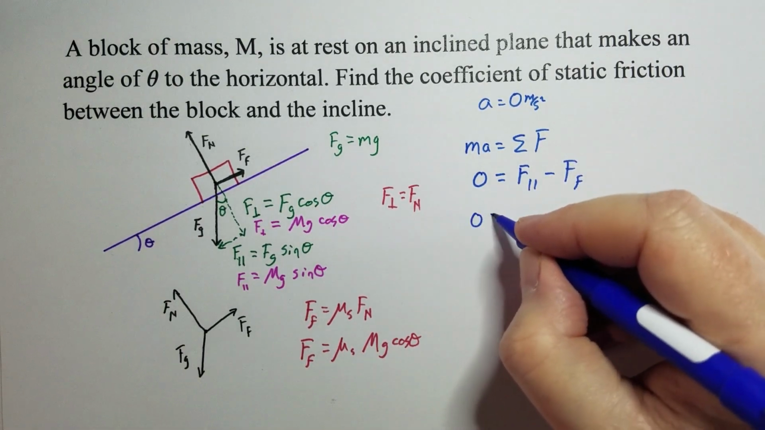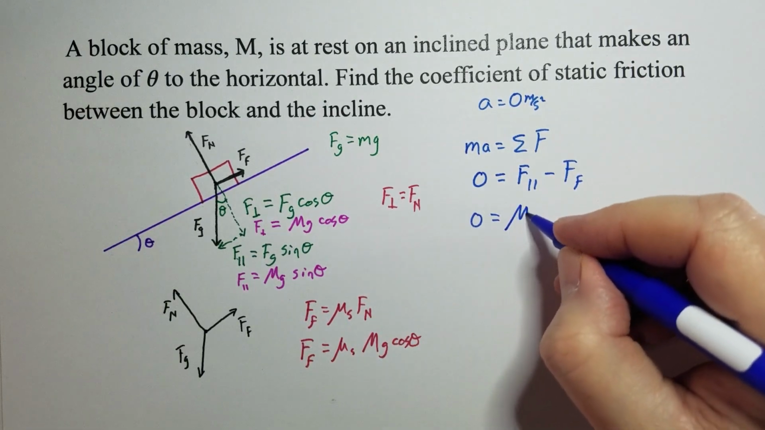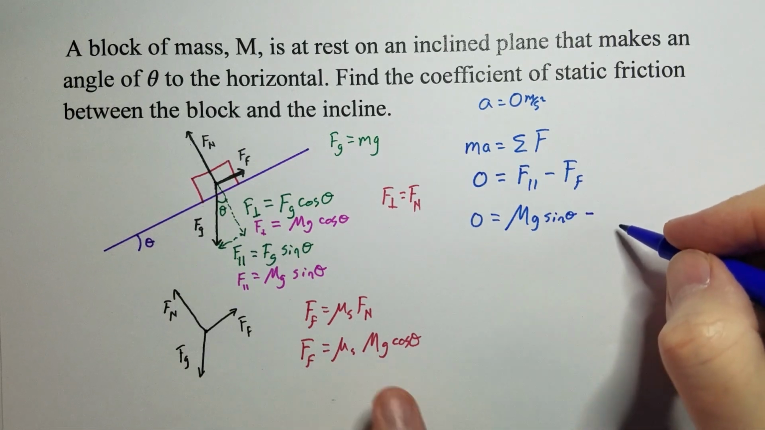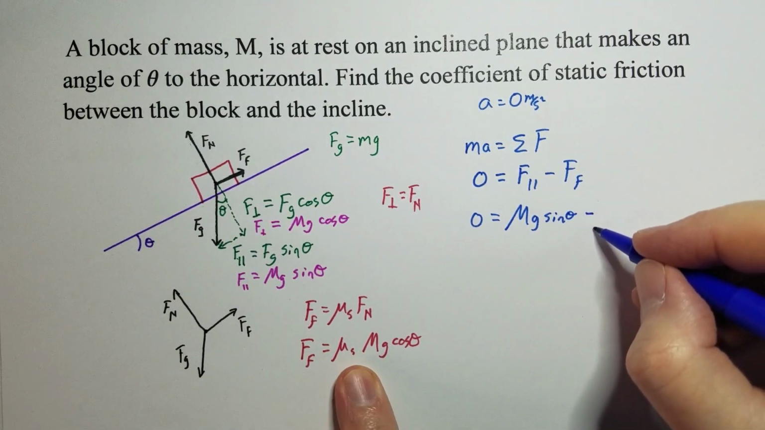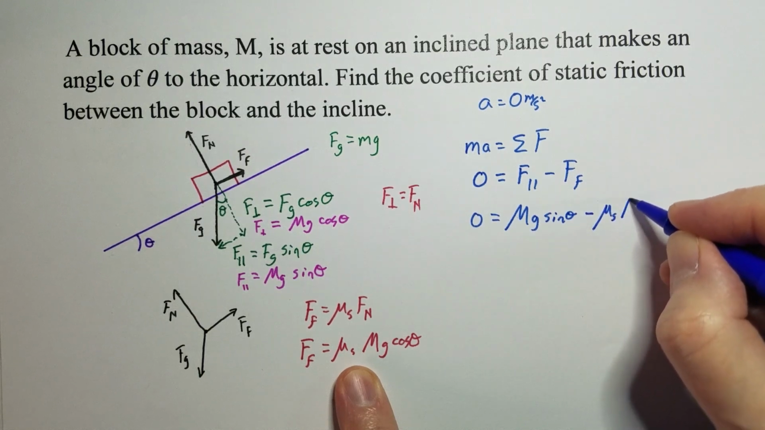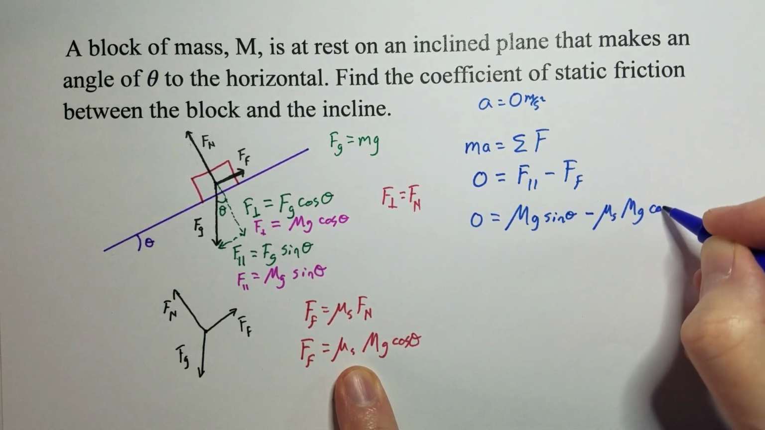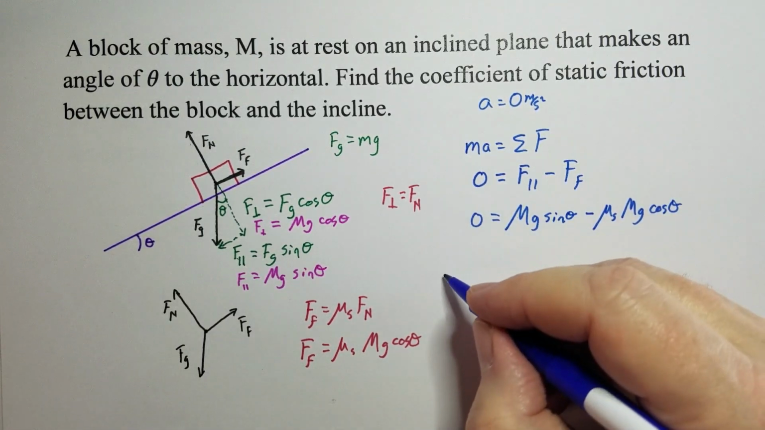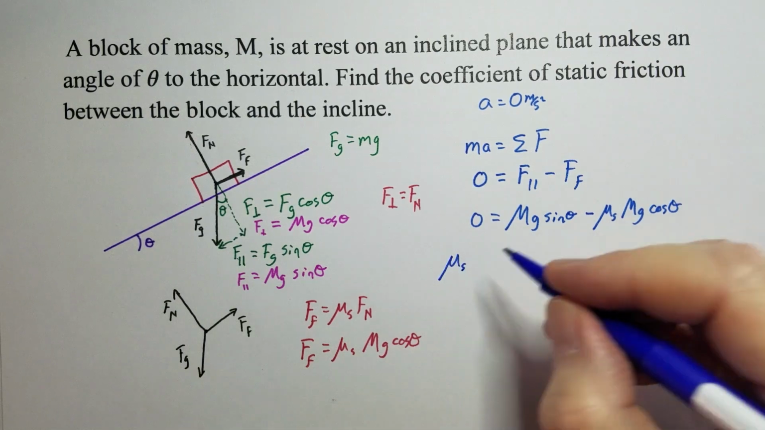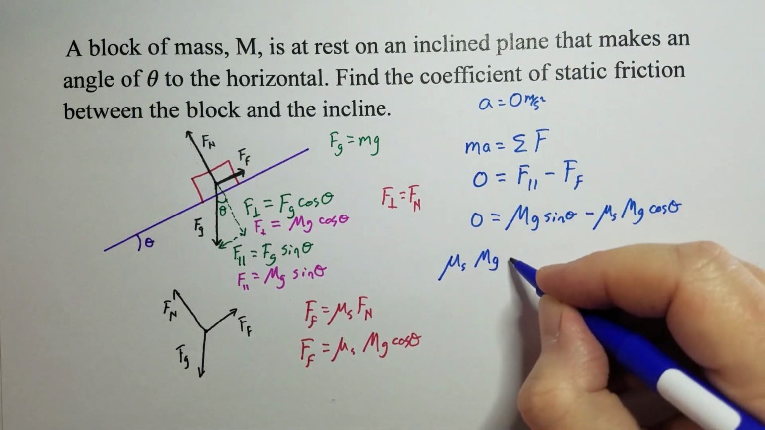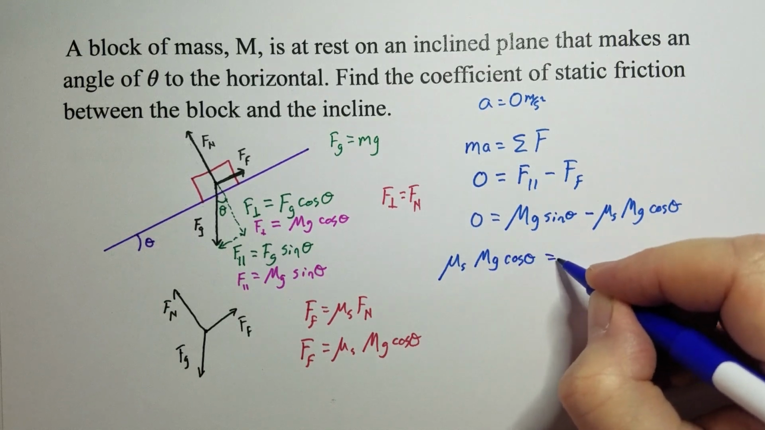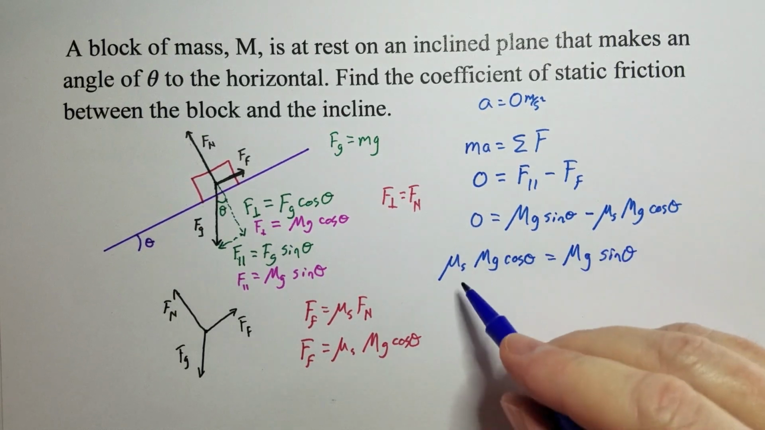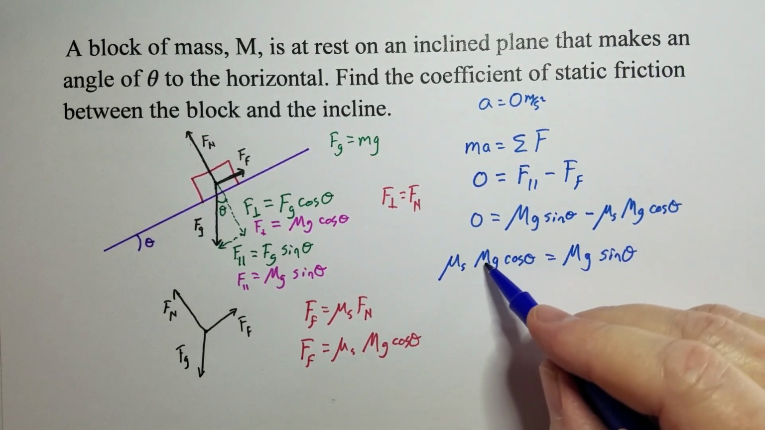So I can substitute those in. So force parallel is mg sine theta minus this, which is our friction term, mu s mg cosine theta. I want to move this over. So mu s mg cosine theta equals mg sine theta. Now I want to solve for mu s. So I want to divide by the mg cosine theta.